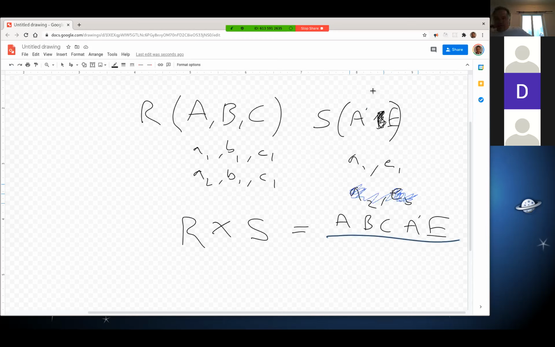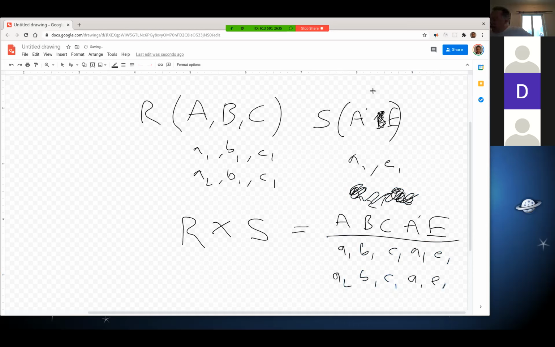Okay, so that was a deletion of that tuple. So what we're going to basically do now is match this one with this one, and this one with this one. So we're going to get 2 tuples as a result. Basically we're going to get A1, B1, C1 matched with A1, E1. And then we're going to get A2, B1, C1, A1, E1. Okay?